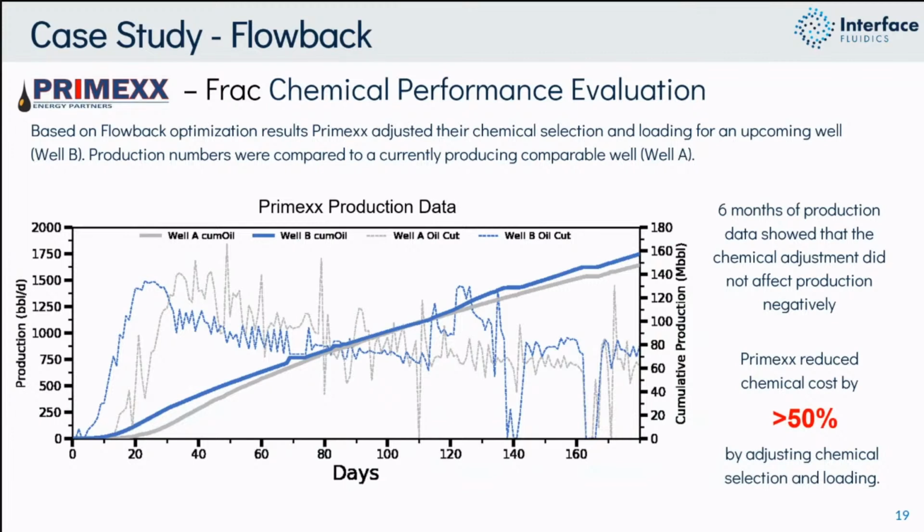Of course, we see around 10,000 barrels of extra oil production over the 6-month period. We are not claiming that it's just because of the surfactant, but that could be a reason. The other interesting part was that Primex reduced the chemical cost by over 50% because they changed the selection of the chemistry, and they also changed the loading. They reduced it by 300% from 1.5 to 0.5 GPT.